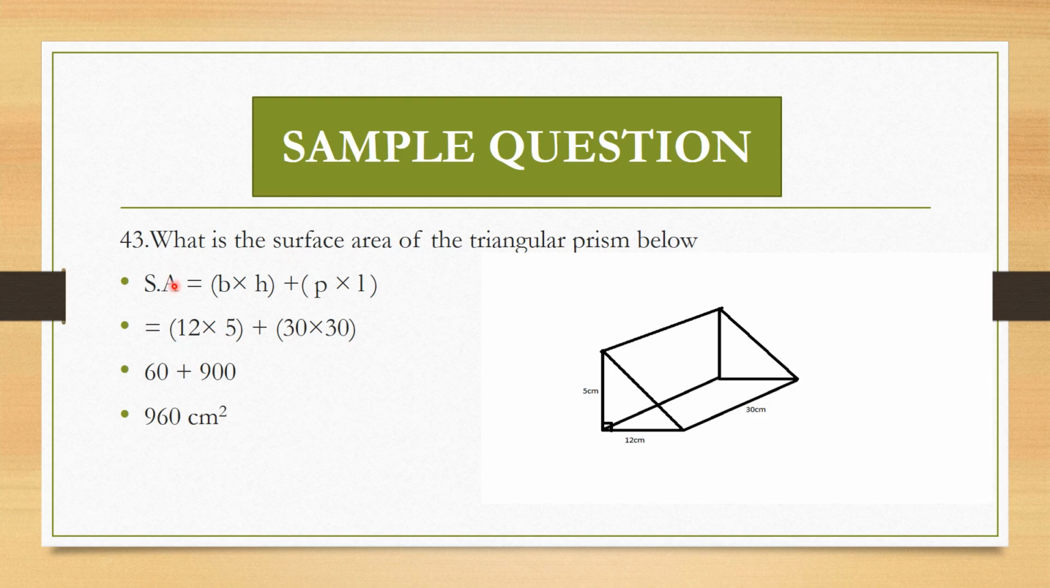So let's use our formula, base times height. So 12 times 5 is 60. Then perimeter of the right angle triangle. So 12 plus 5 plus 13 is 30. So 30 times 30 is 900. When you add your answers, you'll find that the surface area of the triangular prism is 960 centimeters squared. So a very easy formula to use.